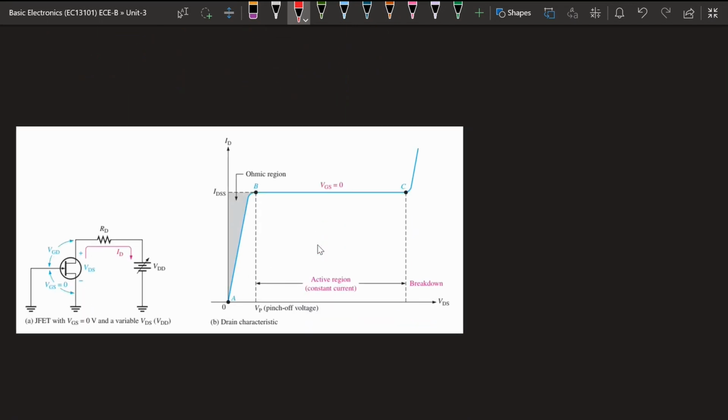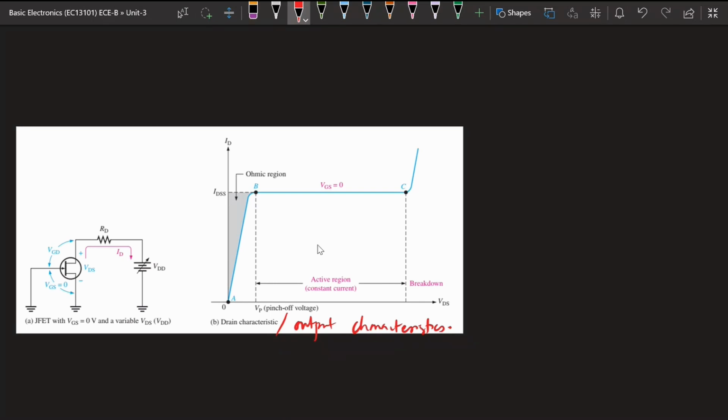Okay, so this is the setup where VGS is made 0 and VDS is going to vary. VDS varying means we are going to vary the VDD. So if we are varying the VDD, with respect to that VDS will be varying. Okay, so how will the current variation be? That means we are going to plot the drain characteristics. So drain characteristics is nothing but the output characteristics.